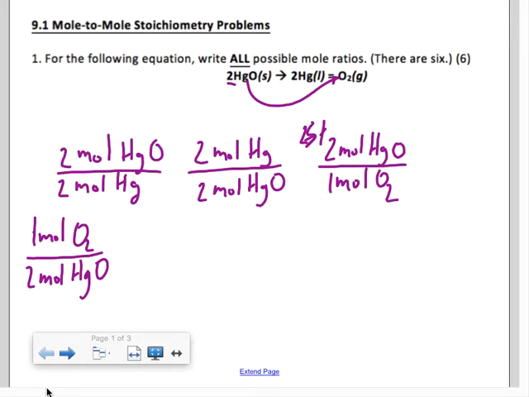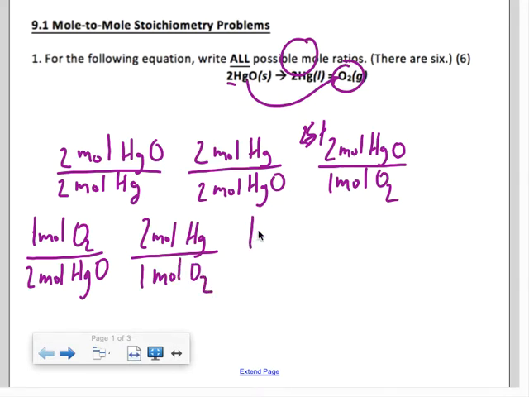All right, 2 more. The last relationship is between Hg, whoops, and I totally missed that, and O2. So I have 2 mole Hg over 1 mole O2, and then I got to flip it. 1 mole O2 over 2 mole Hg. So there's the solution for problem 1.